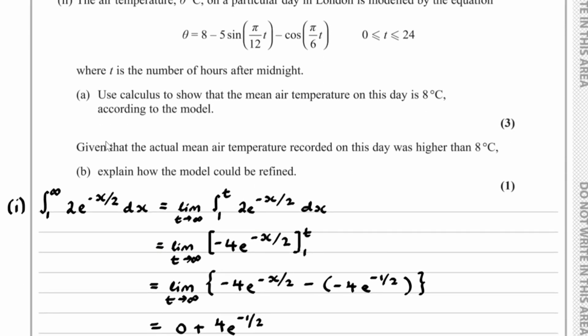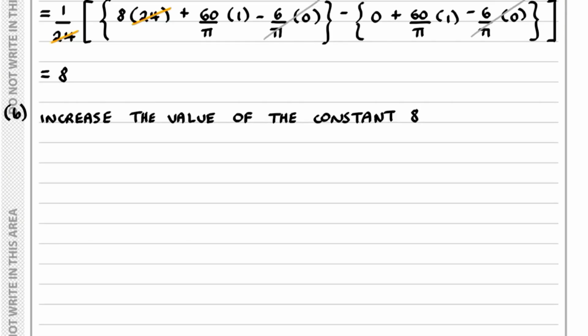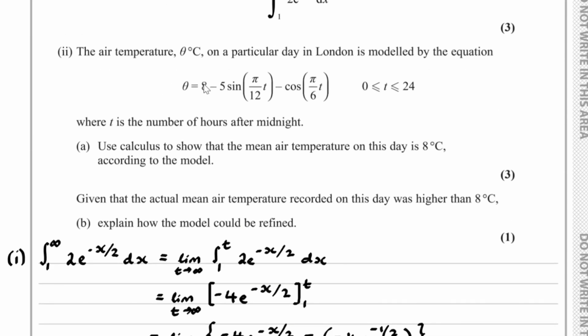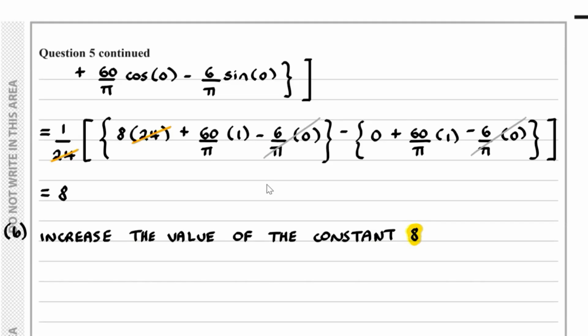And then for part B, given that the actual mean air temperature recorded on this day was higher than 8 degrees C, we have to explain how the model could be refined. Well, if it's higher than 8 degrees C, we need to make this 8 higher. So we could increase the value of the constant 8. Now this 8 over here quite simply refers to this 8 here. So that's how we could refine our model.